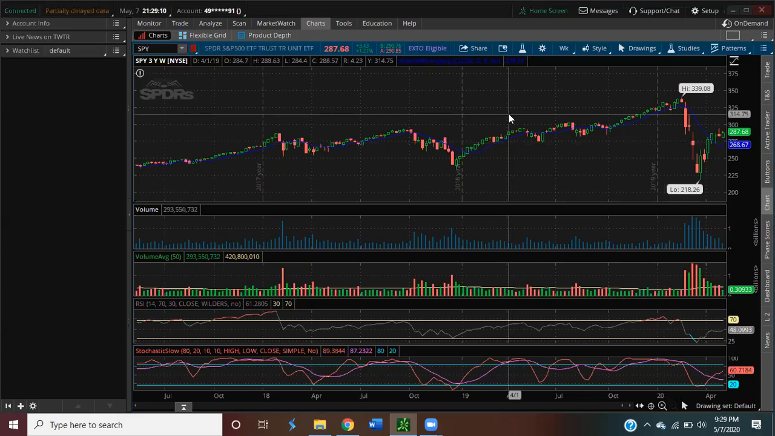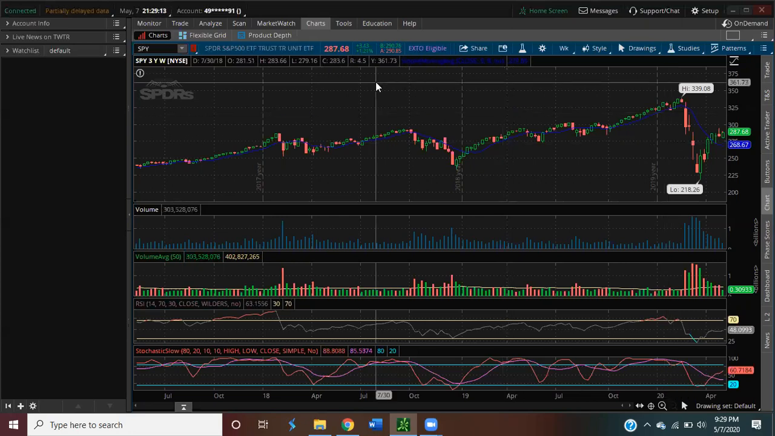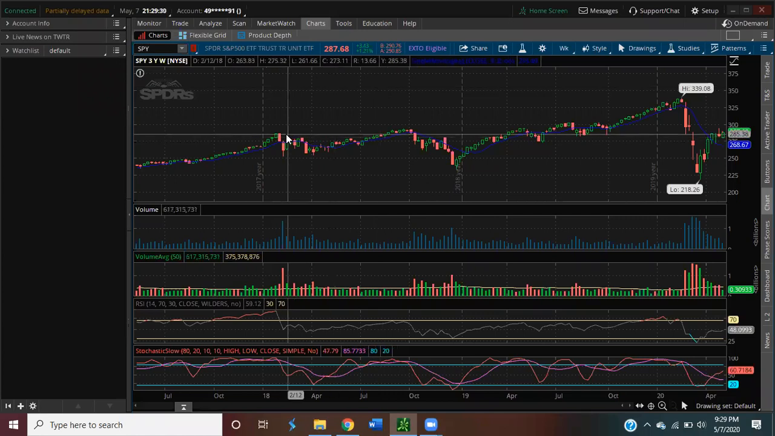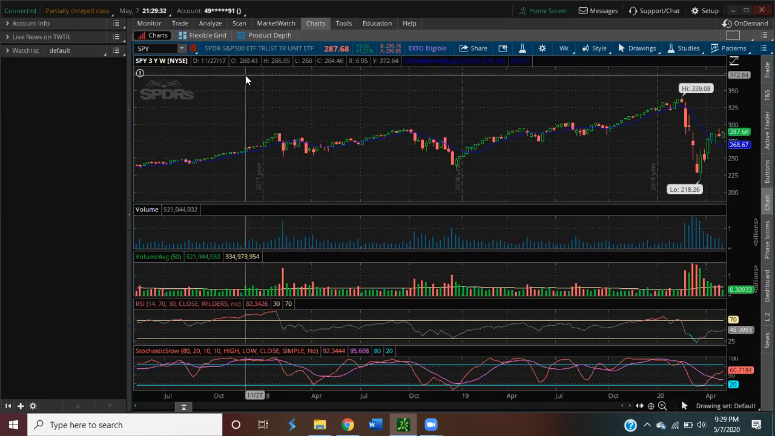So the first thing you got to know when you're trying to chart is what you're looking at. I use Thinkorswim. I also use TradingView a little bit, but I use Thinkorswim because I am with TD Ameritrade. But the charts work the same. So the first thing you want to know is what you're looking at.